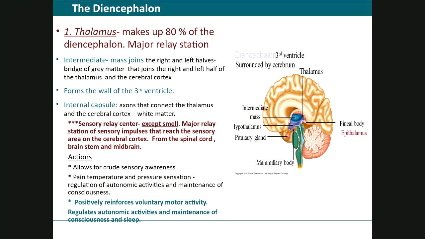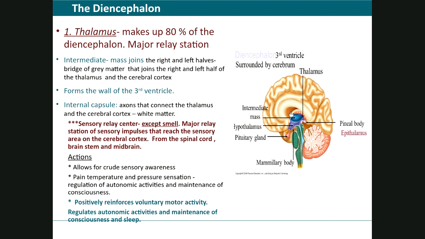Let's start with the thalamus, which is the little blue circle here. It makes up 80% of our diencephalon, and we consider the thalamus as a major relay station. We'll discuss this in more detail. Let's talk about some anatomical features. See this little circle here? That's called the intermediate mass, which joins the right and left halves of the thalamus. The thalamus itself also forms the wall of the third ventricle.